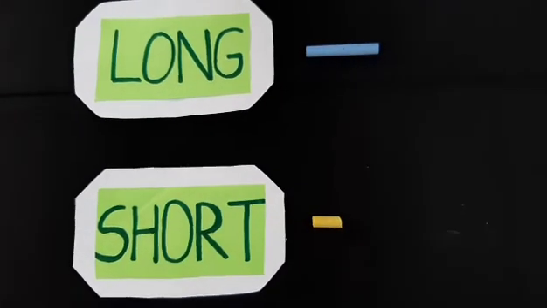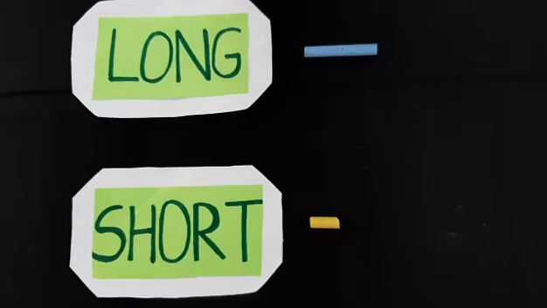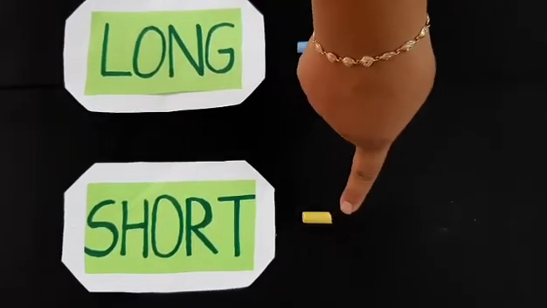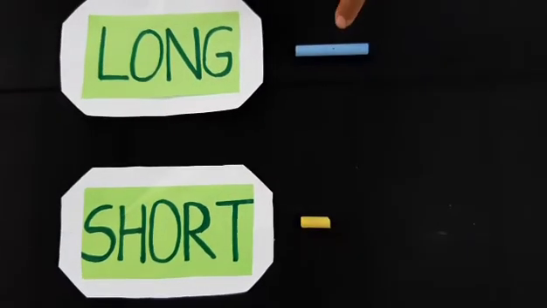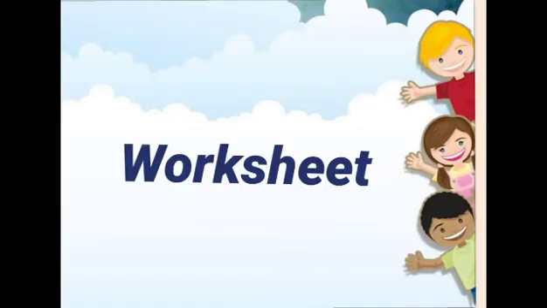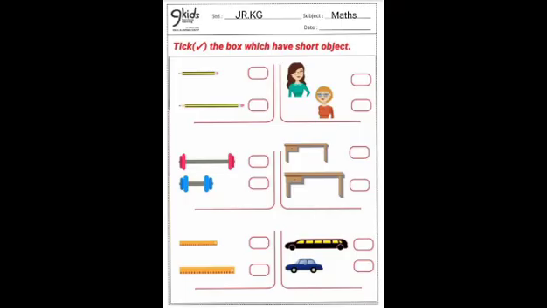Now you can see two chalks. Blue chalk is long and yellow chalk is short. Long, short. Kids, now I am giving you a worksheet for your practice work. In this worksheet, you have to tick the box which has the short object.